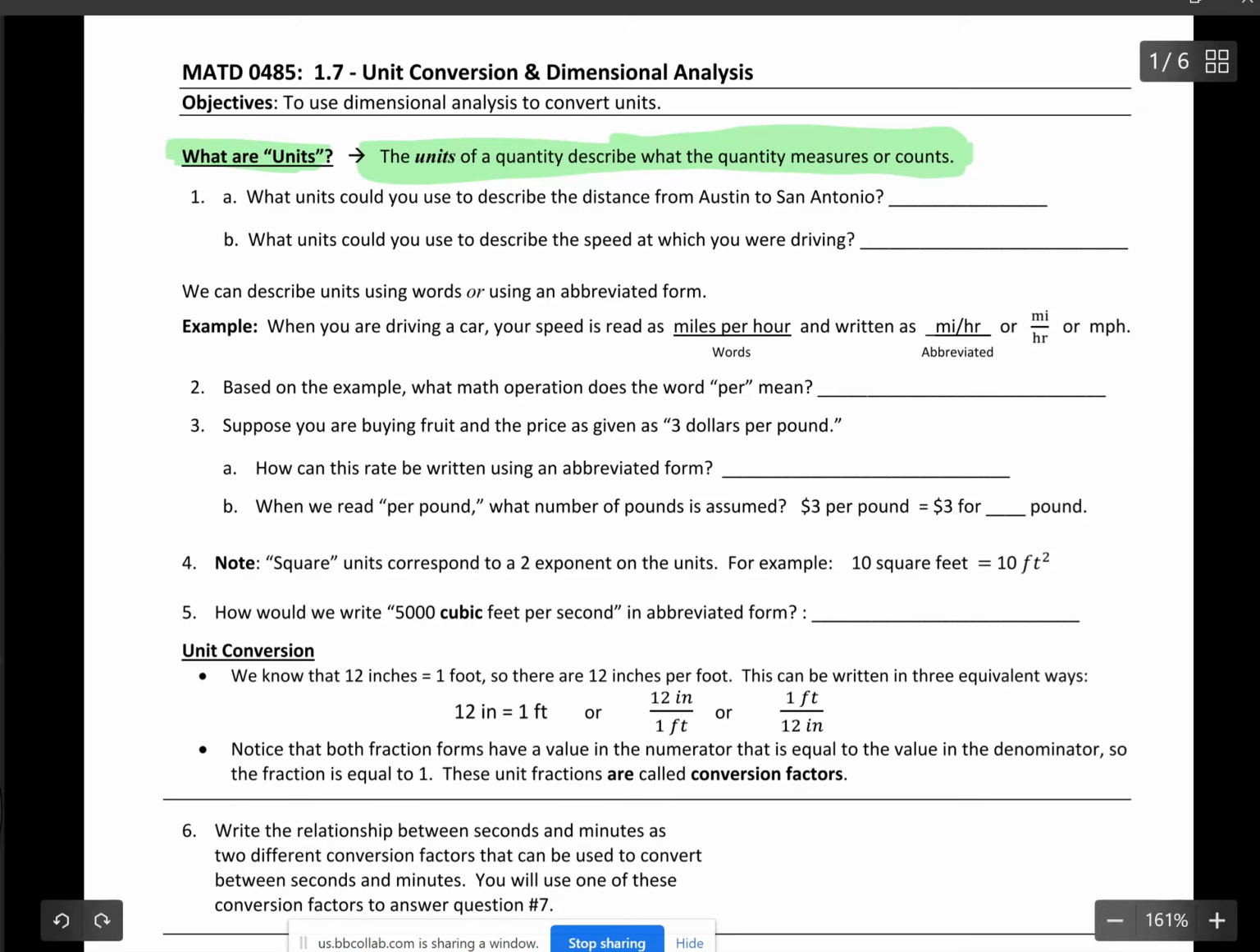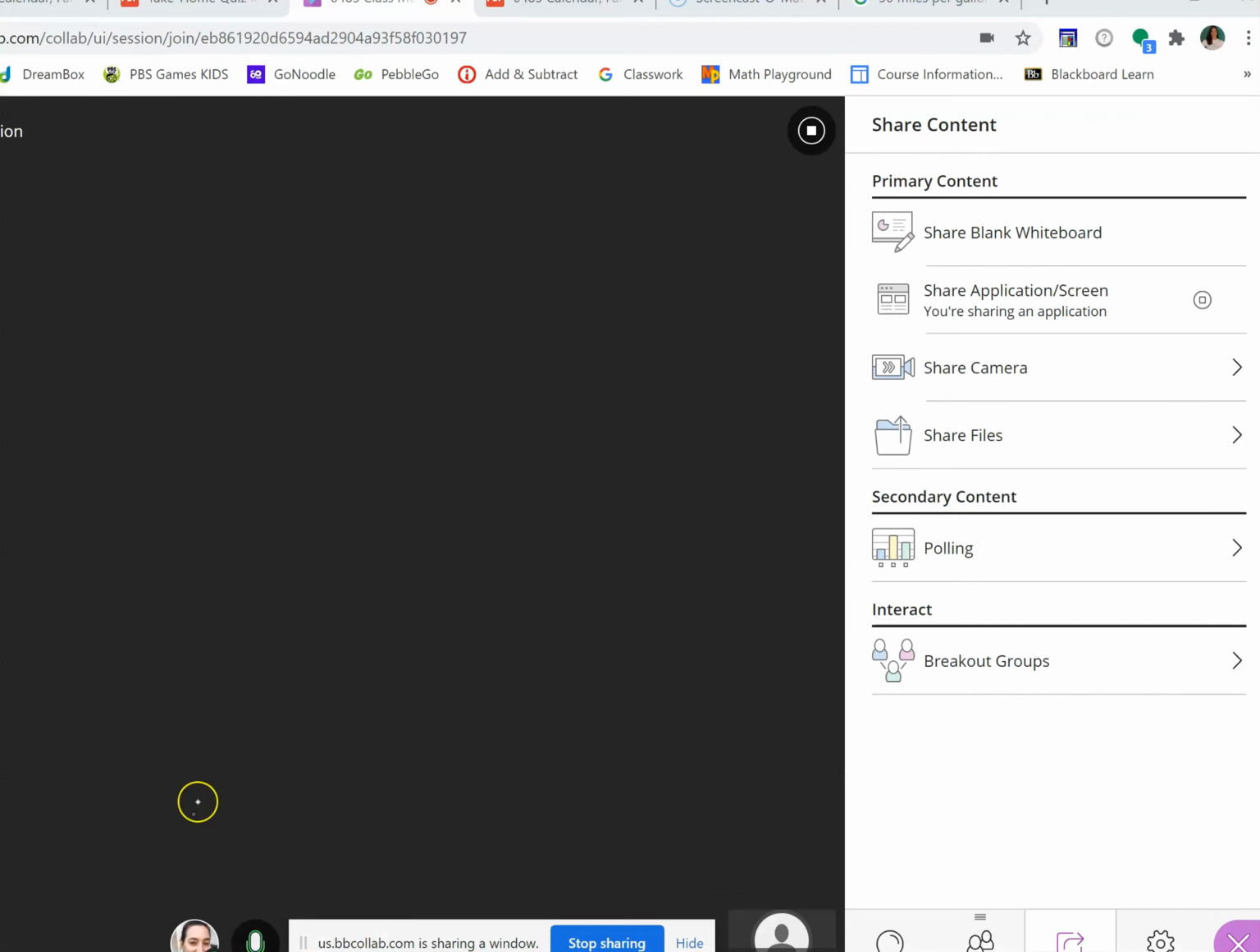On word problems, you always have to put a unit on your answer to show what you were calculating. So for example, if you were calculating the distance from Austin to San Antonio, what units might go in your answer? What are some possible units you could use if you're measuring the distance from Austin to San Antonio? Drop it in the chat.